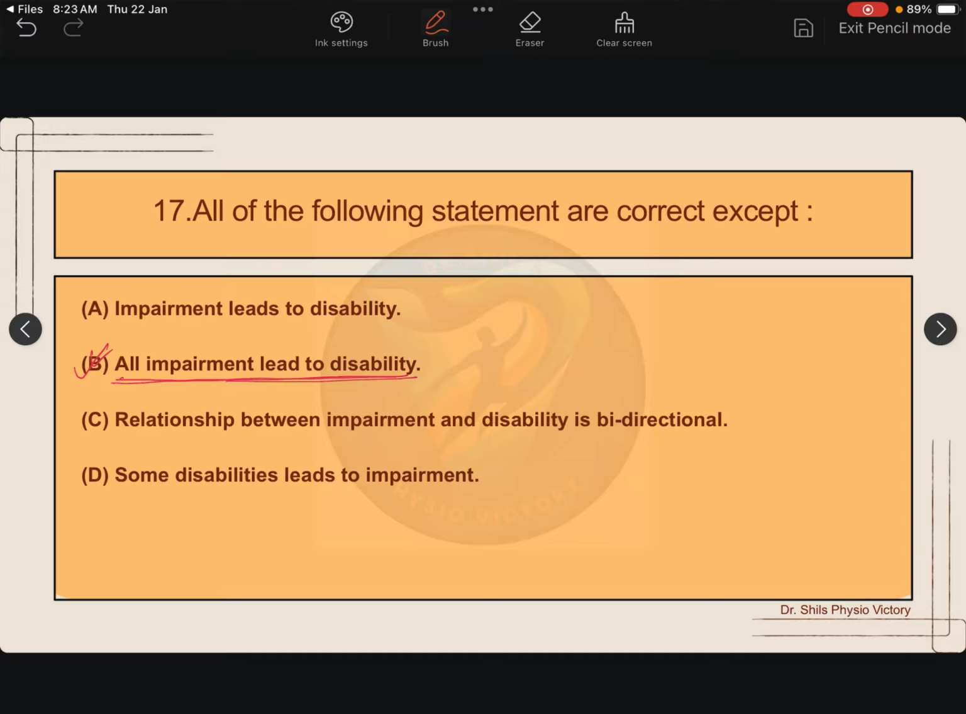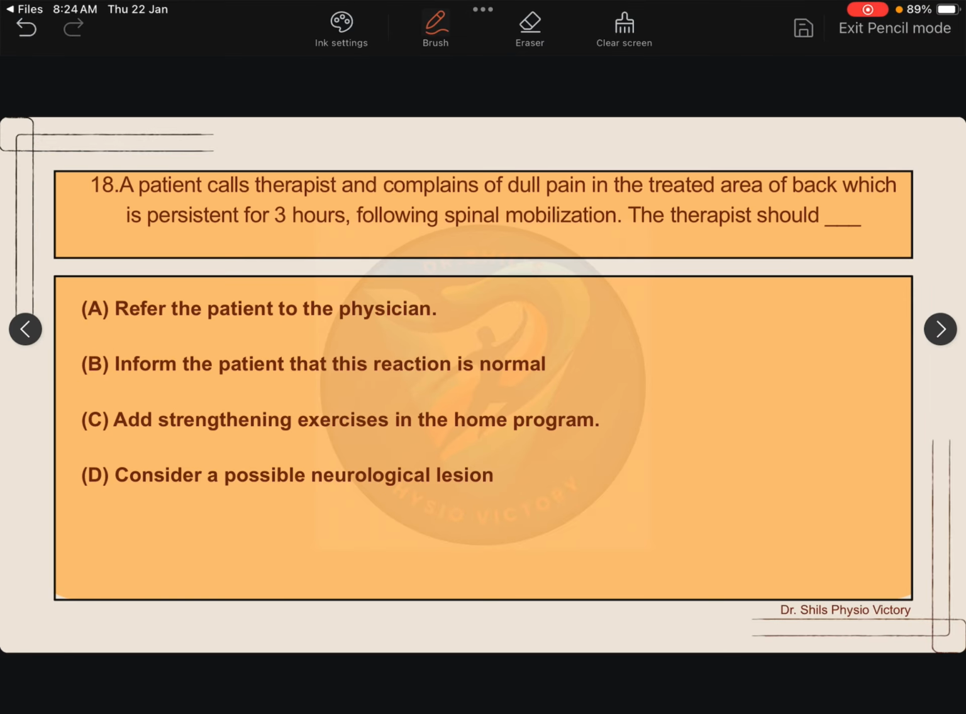Actually, if you have lost your little finger, it can't actually affect your working capacity. So, it is not a disability. Next, come to question number 18.